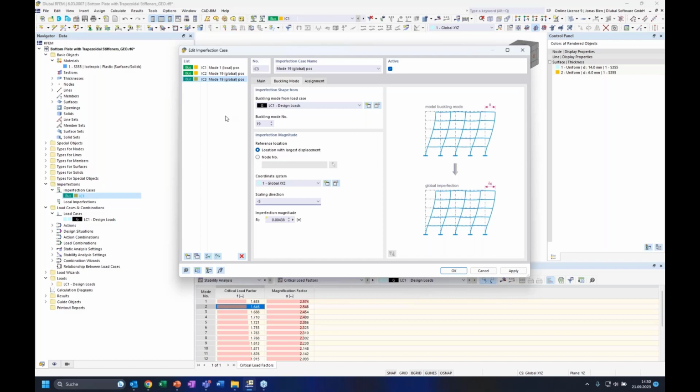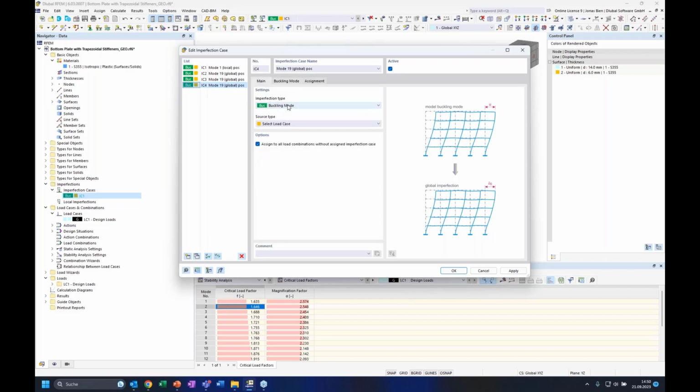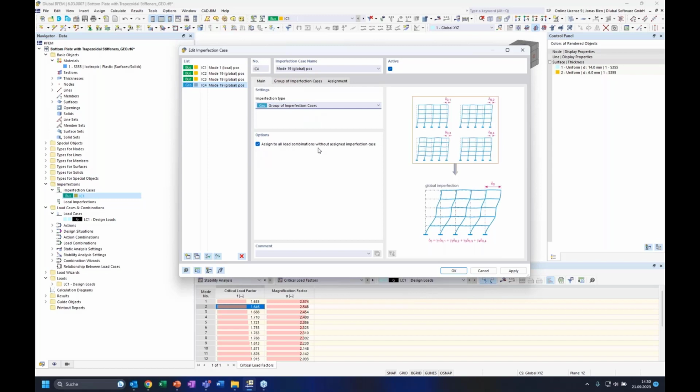Then also, according to Eurocode 3, part 1-5, we need to take into account the interaction of both imperfection types. So in RFEM, we have the possibility to create groups of imperfection cases. I could combine imperfection case number 1, the local imperfection case, with the global imperfection case. Therefore, I have to set an operator here and a scale factor.